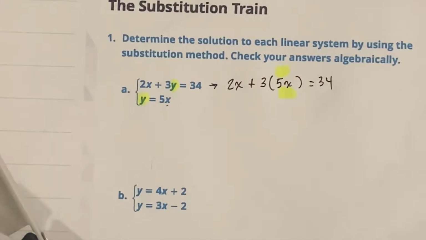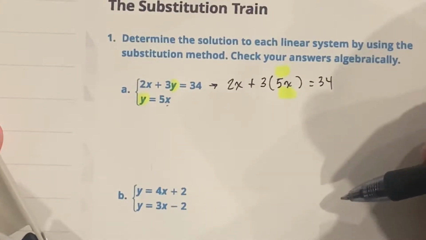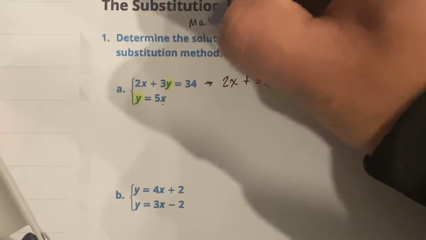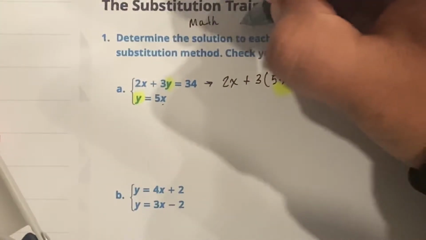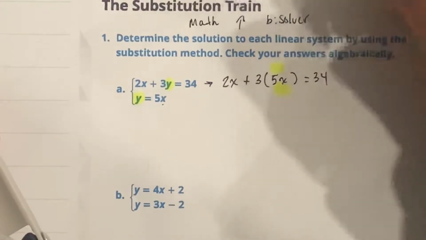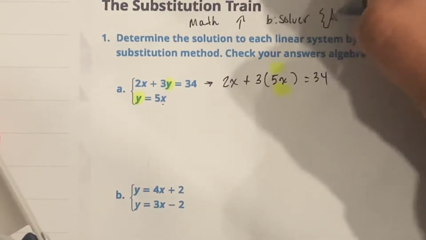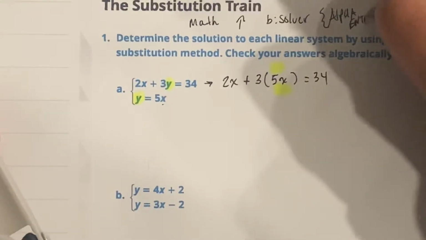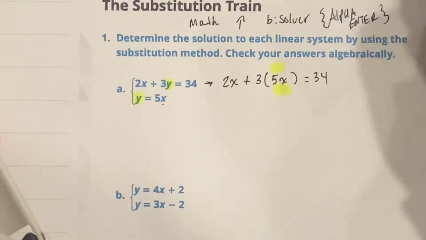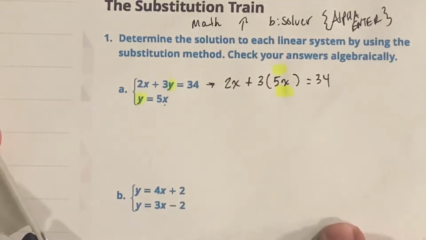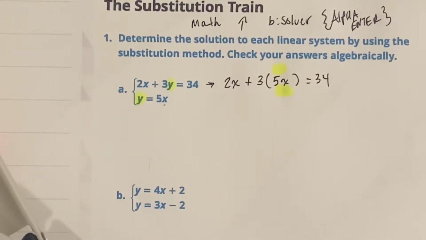And then after that, you can use Math Solver. You can solve on your own. Don't forget, Math Solver is the math button, up, and then B solver. And then you get your answer with alpha, enter. Okay. You can put that into Math Solver, get your answer, boom, boom, boom, you have your x, okay?